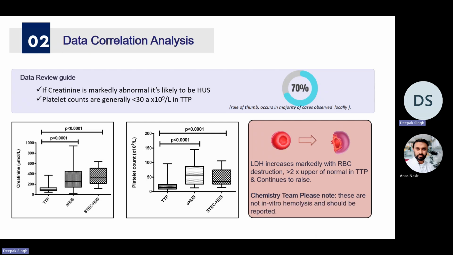The other good one to look at is LDH, which I want to talk about, because as your red cells break, you release LDH. If this LDH is 2 times the upper limit of your reference range, and particularly if it continues to rise, this is likely to be a TTP, considering if you have other markers supporting it also. And just a note for the chemistry team: this is in TMA, this is in vivo hemolysis. This is not in vitro hemolysis, and this should be reported.